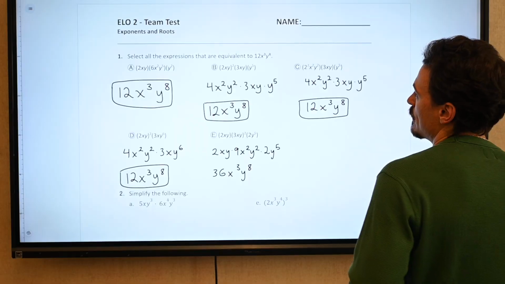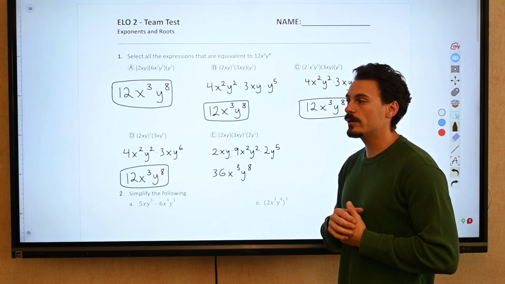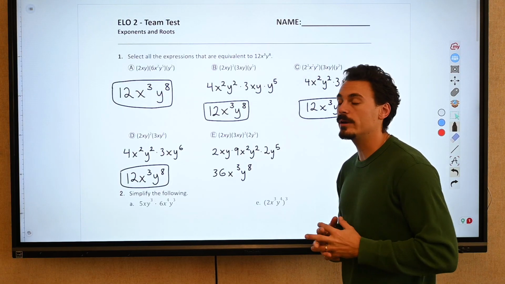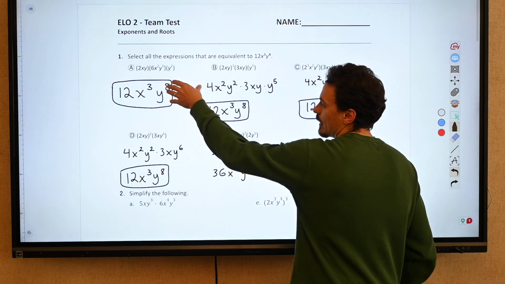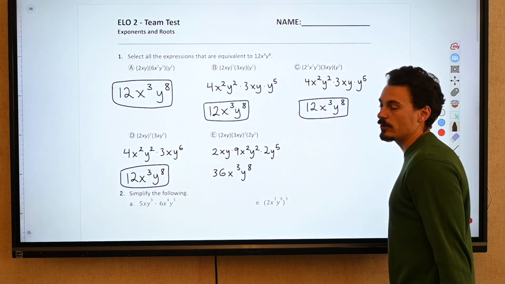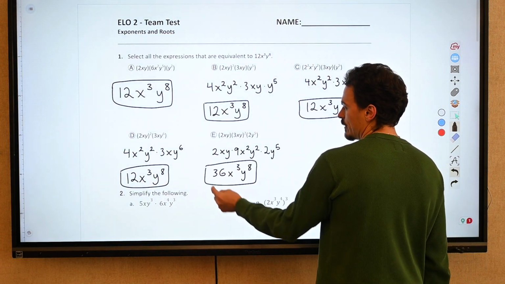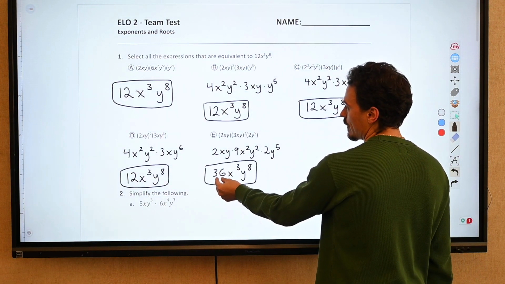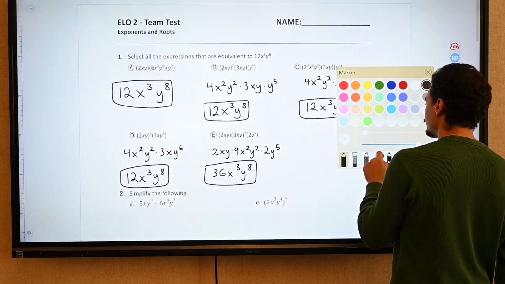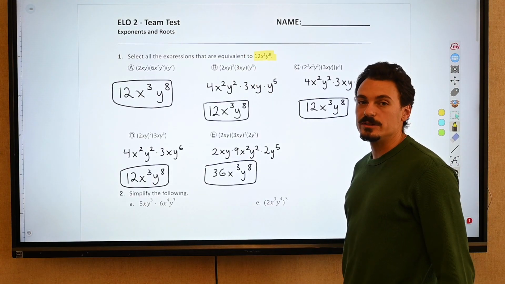Okay, this is number 1. I did it already, because I don't really want to go over the product rule again. So what I did was I simplified each expression down to its simplest form. This last one right here, you get a 36 in front instead of a 12. And the question, when you read it, is asking you to find which expressions give you a 12.